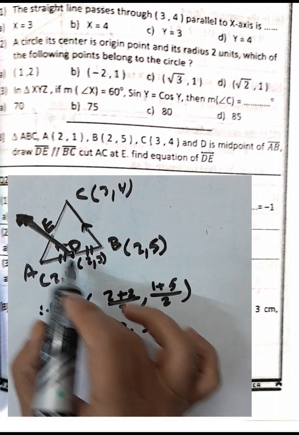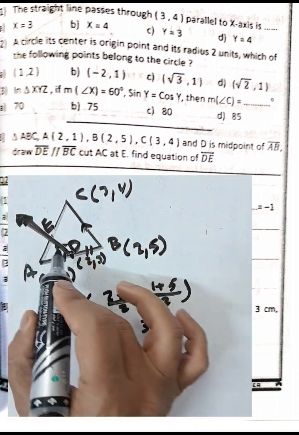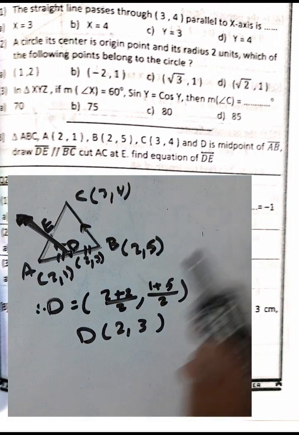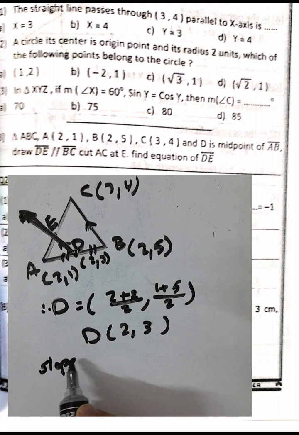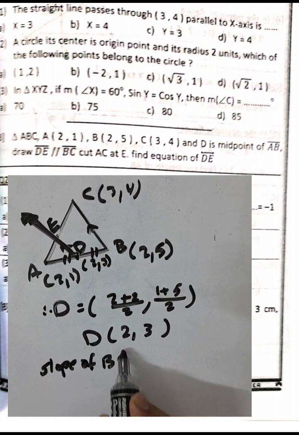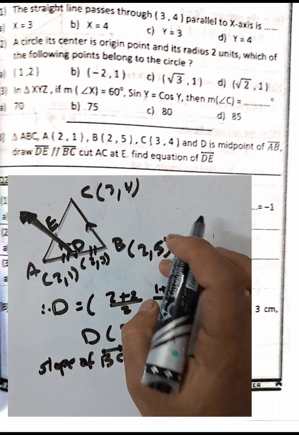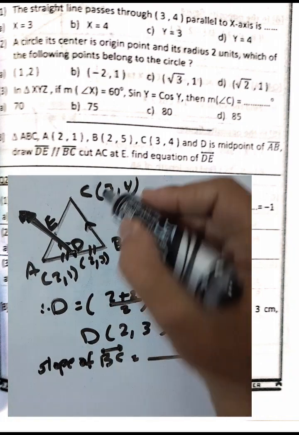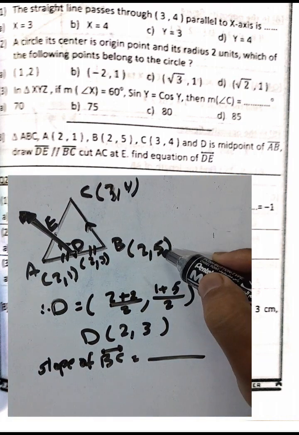And then it tells us the straight line passing through the points D and E is parallel to BC. You can find the slope of BC: y2 minus y1 over x2 minus x1. We have here (3, 4) and here (2, 5). 5 minus 4.